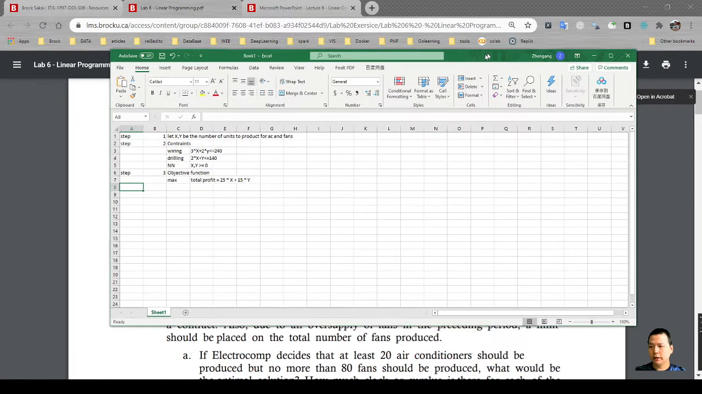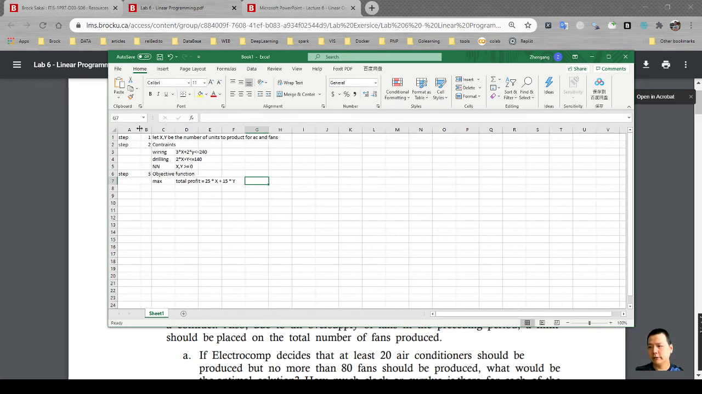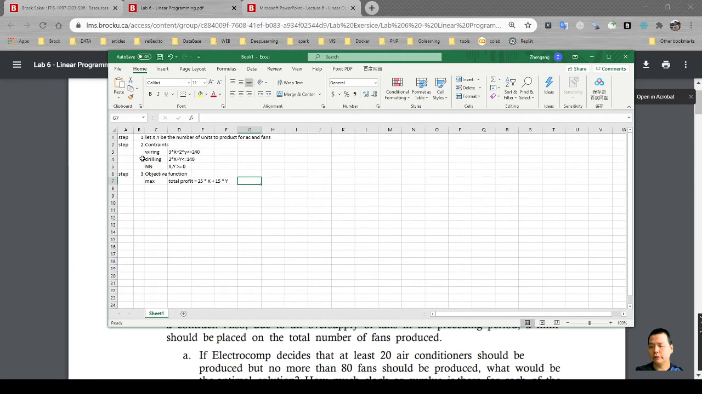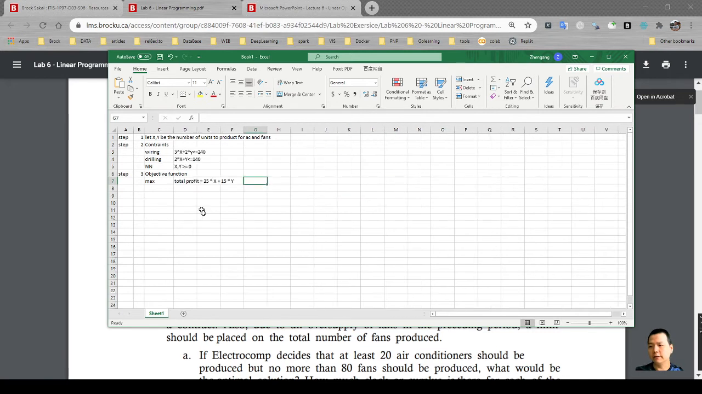Okay, so here are the 3 steps to define the linear programming model. In the test, you have to write this out first. I don't care whether you write it in Excel, in Word, or in the Sakai comments. Just write it down. This is the first half. Until here, you have almost finished half the exercise.